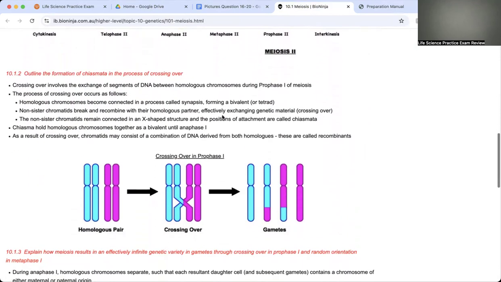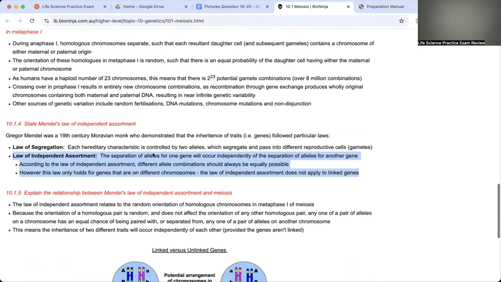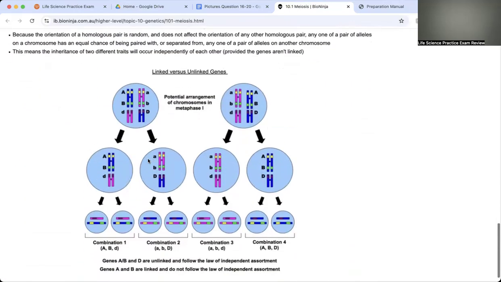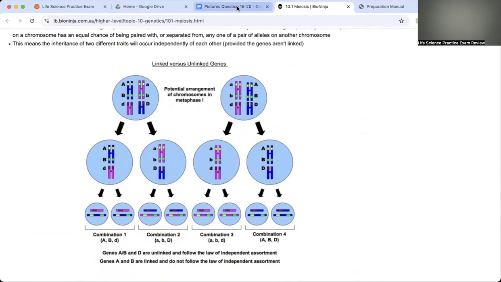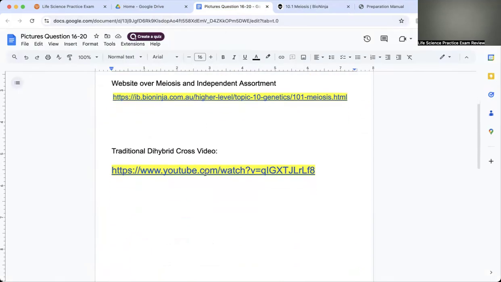It goes through all this good vocabulary, goes through the law of independent assortment. It gives you pictures of independent assortment and linked genes. Really good website. And then the last one goes over dihybrid crosses. So again, if you like the one big 16 square Punnett square, that works just as well as the little two small ones that I did. You can do it either way. But this link here will go through and refresh your memory on how to do the big 16 one there.